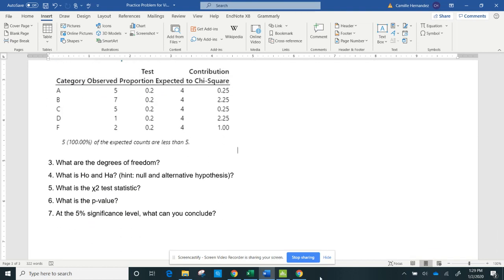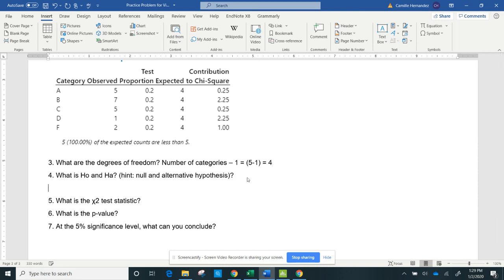You wanted the degrees of freedom. And remember, I don't even have to look at Minitab. Degrees of freedom is number of categories minus 1. So this equals 5 minus 1 equals 4. Okay, and how do I know how many categories? 1, 2, 3, 4, 5. And it even says up here categories.